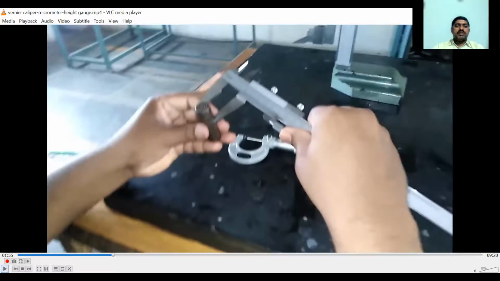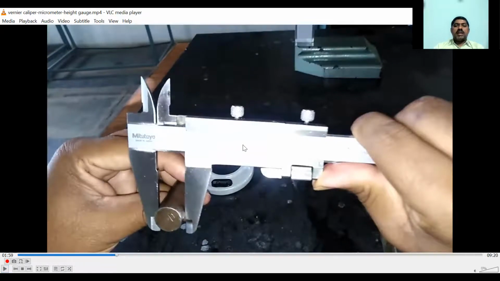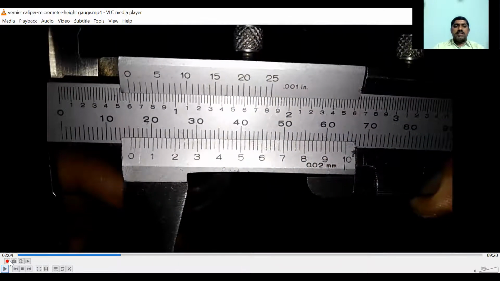Next, the workpiece is placed between the two jaws, and the vernier calipers is used for measuring the outside diameter of the workpiece. Let us see. Here this is the 10th main scale reading, and this is the 15th main scale reading. Now the zero position is in between the 15th and 16th.